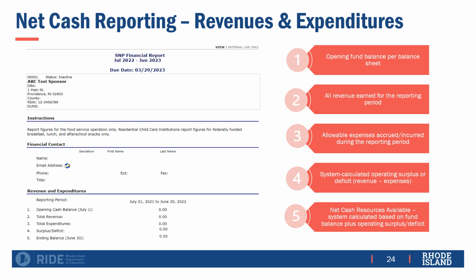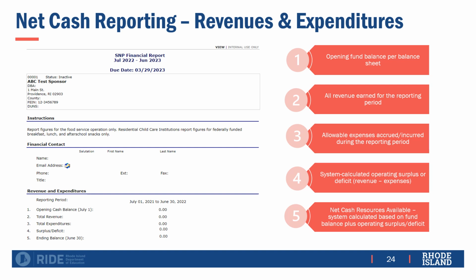This slide on the screen shows the current SNP financial report in CMP Connect, which has 9 items that will help SFAs and RIDE determine any excess net cash balances that may exist. For the first item titled Opening Cash Balance, the SFA will list the opening fund balance per the balance sheet. Next, for item 2 titled Total Revenue, the SFA will enter all revenue earned for the reporting period. For item number 3 titled Total Expenditures, the SFA will enter allowable expenses accrued or incurred during the reporting period.